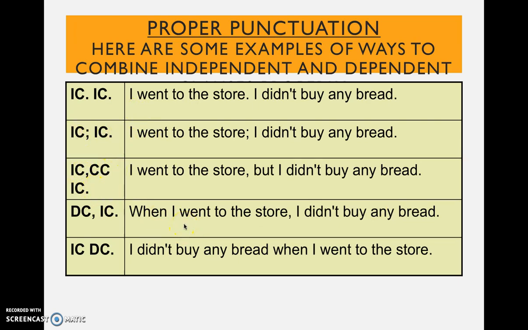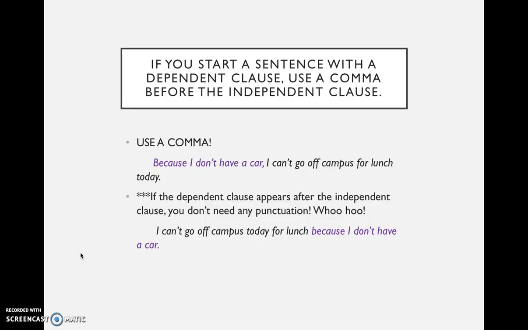Sometimes we can turn one of those independent clauses, though, into a dependent clause. And that is just by adding a word, like when here. When I went to the store, now it's dependent, I didn't buy any bread. So if our dependent clause is first, we have to have a dependent clause, comma, independent clause. But we could easily switch those, right? I didn't buy any bread when I went to the store. Note the lack of the comma here, because when the independent clause is first, there's no comma between the two clauses.